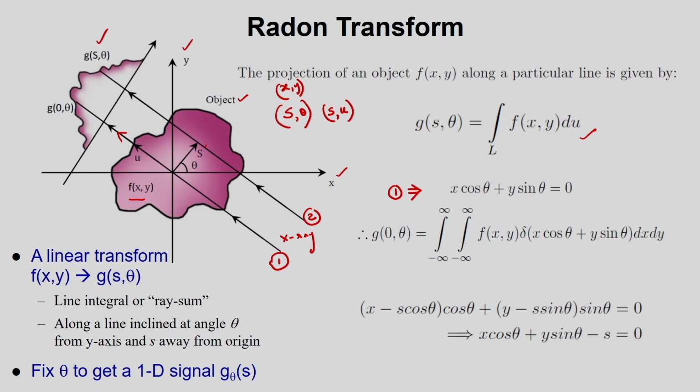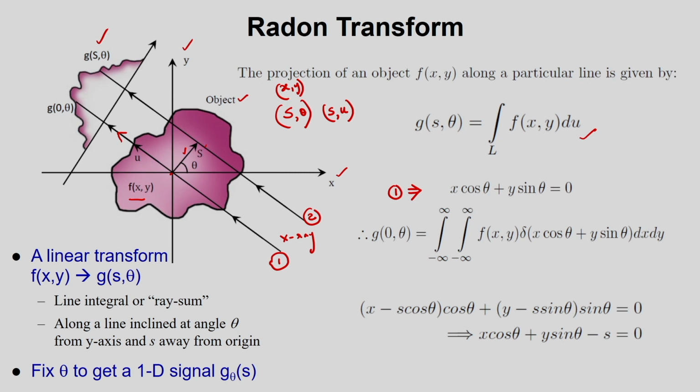In this case, what is line 1? Line 1 is the line passing through the origin, and its normal vector is in the theta direction. This is the normal vector, whose direction is theta. What is line number 2?